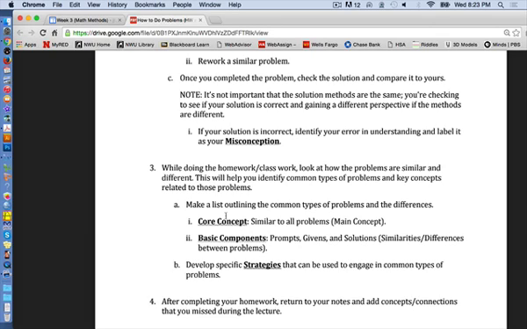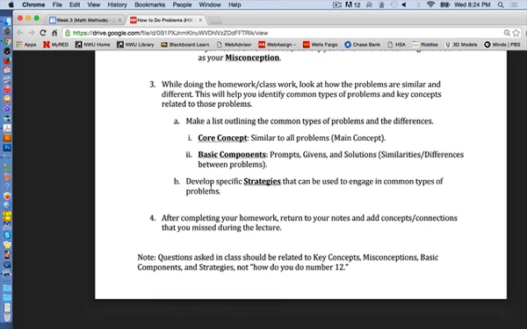You're just checking. If your solution is incorrect, so you did all the work and you checked your solution and it's wrong, you thought you were right and you're wrong, that's a misconception. You thought you did something right and you actually were not right. You need to go figure out what that is. And I want you to label that as a misconception. So after you did 10 homework problems, I should see key concepts, I should see misconceptions. Right? I should see a list of these things because we're treating homework as a learning process.